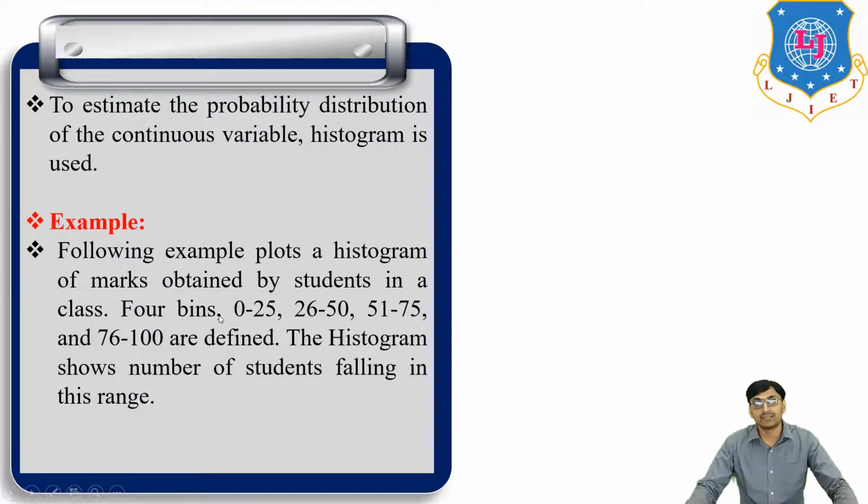Now, for example, the following example plots a histogram of marks obtained by students in a class. 4 bins. There are 4 containers: 0 to 25, minimum value, maximum value, 26 to 50, 51 to 75, and 76 to 100 are defined. So 4 containers are defined. The histogram shows the number of students falling in this range. Okay.